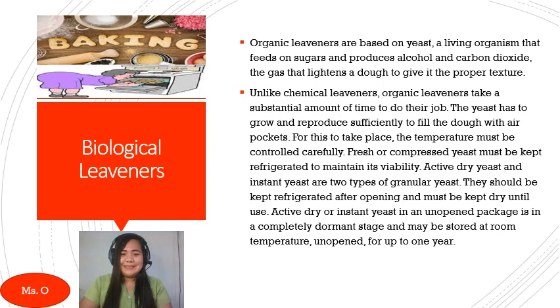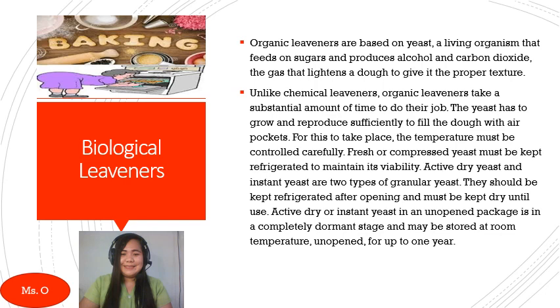Biological leaveners. Organic leaveners are based on yeast, a living organism that feeds on sugars and produces alcohol and carbon dioxide, the gas that lightens a dough to give it the proper texture. Unlike chemical leaveners, organic leaveners take a substantial amount of time to do their job. The yeast has to grow and reproduce sufficiently to fill the dough with air pockets. For this to take place, the temperature must be controlled carefully.